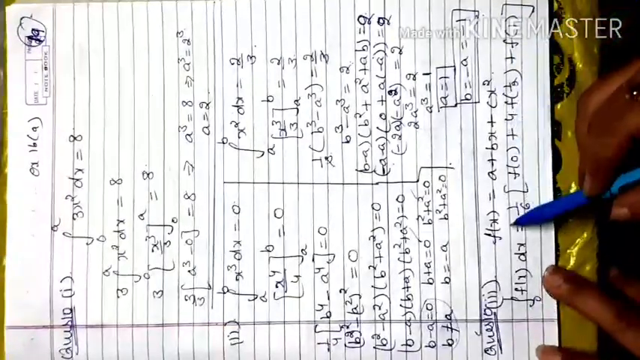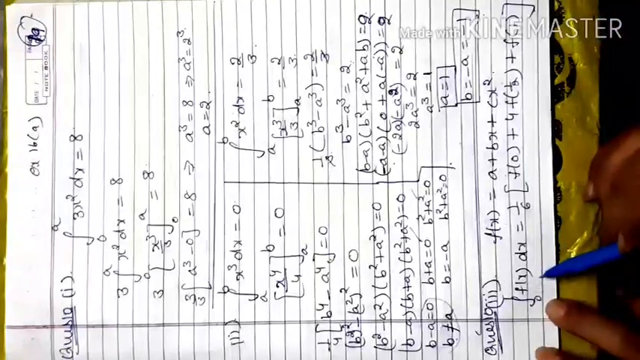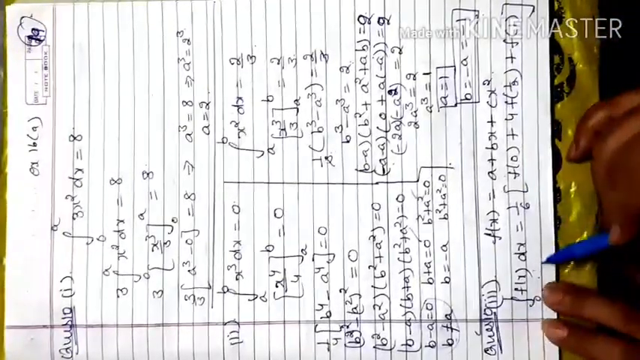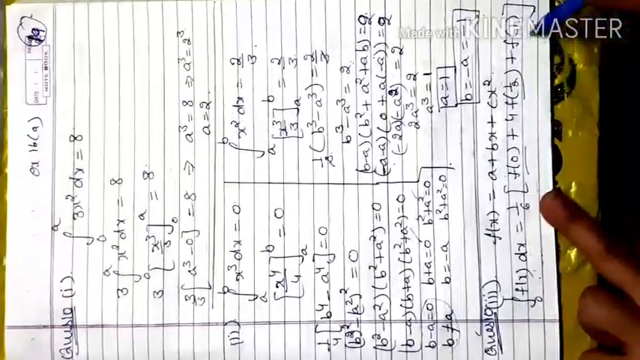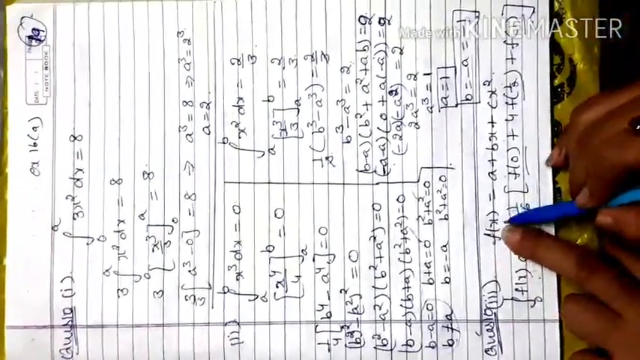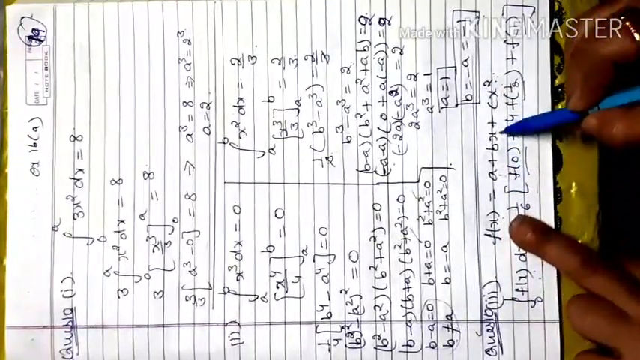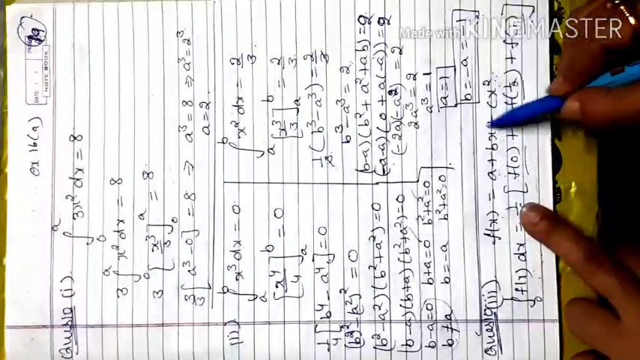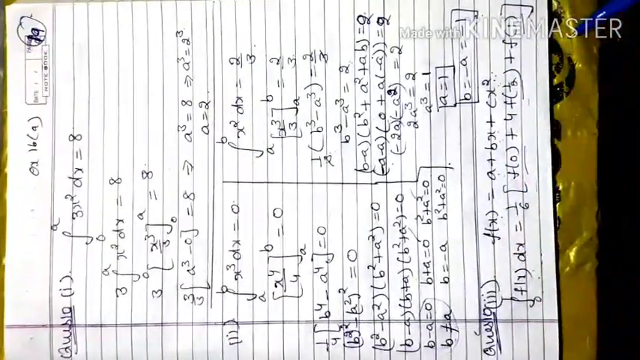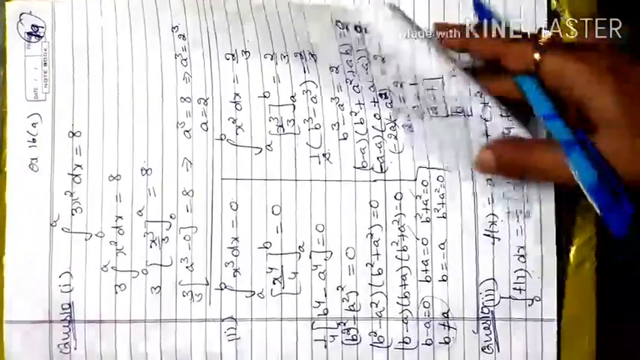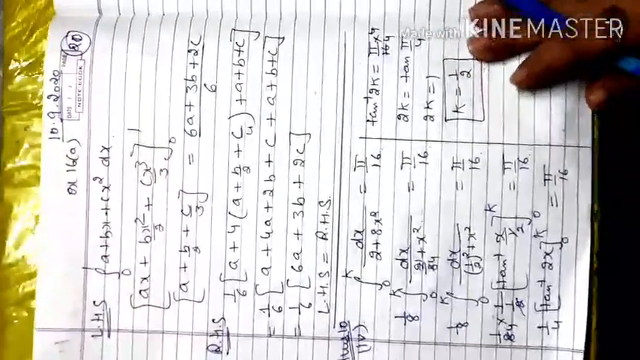10th question, third part is, you are given f(x) is equal to a plus bx plus cx square, and the integral from 0 to 1 of f(x) dx is the left side, and this is the right side. Here f(0), f(half), f(1). If you directly apply, whatever is calculated, here only a will remain because x becomes 0. Then in place of x you have to replace 1/2, and you will get the value of f(1/2). Similarly, the value of f(1) will be a plus b plus c. So you have to solve the left side and the right side separately.